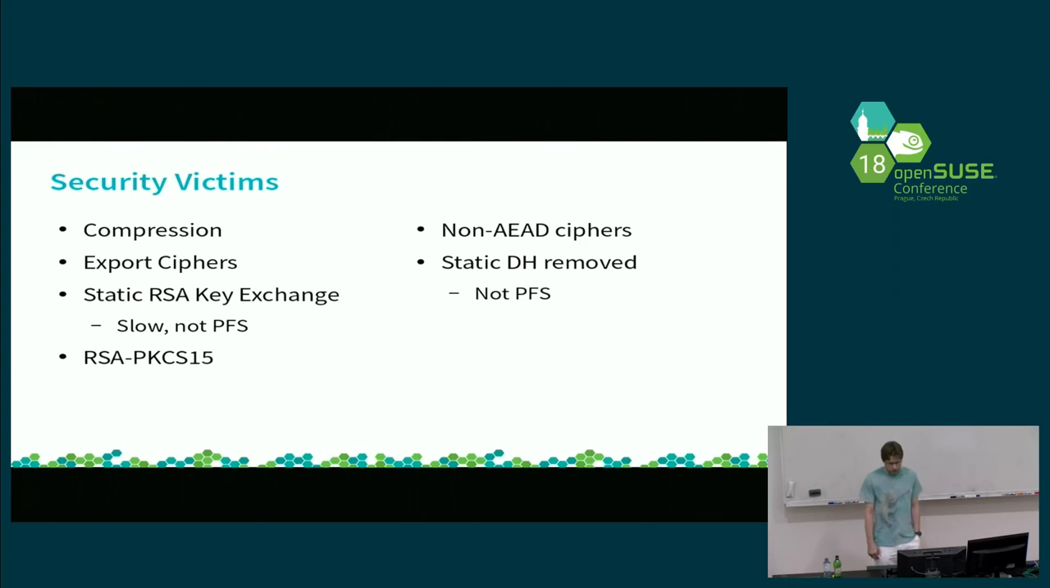Export ciphers, again, a thing of the past, gone. RSA key exchange is gone too. I mean, RSA is still used for certificates, but this key exchange is gone because it's just too slow compared to elliptic curves, and it doesn't offer perfect forward secrecy. RSA PKCS#1 v1.5, again, it's known to be broken since the 90s. Another thing that's gone, any ciphers that don't offer authenticated encryption, and also static Diffie-Hellman exchange, because this thing wasn't used and doesn't offer PFS.